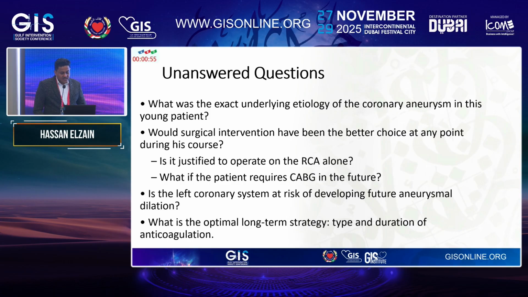Would intervention have been a better choice at any point during this course? And is it justified to operate on the RCA alone? What if the patient needs CABG again in the future? Is the left coronary system at risk of developing aneurysm in the future? And what is the optimal long-term strategy, type, and duration of anticoagulant, especially after the total exclusion of the RCA?